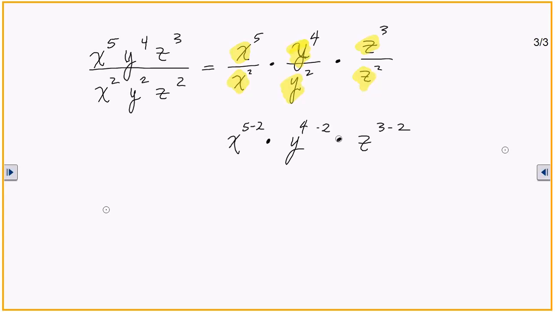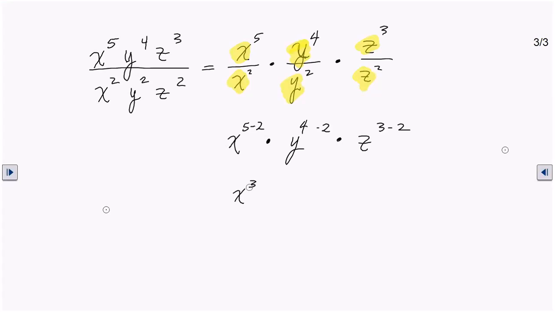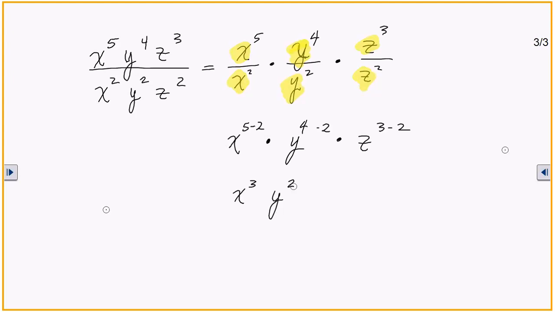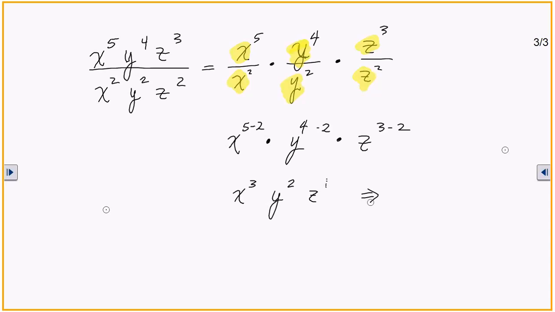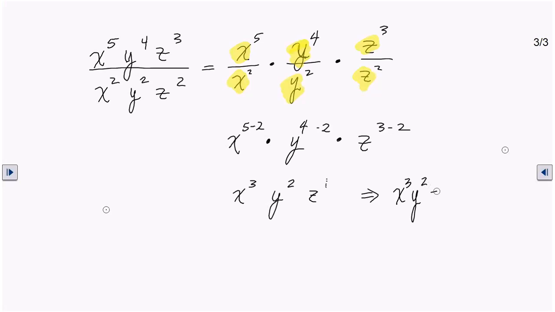Now, what is 5 minus 2? That's x to the third. Y to the second. And z to the first. Now, I'm dotting that z in, that first, because again, you do not need to write that one there. It's not mathematically wrong. It's just not simplified. So I would rewrite this as x cubed, y to the second, and z.